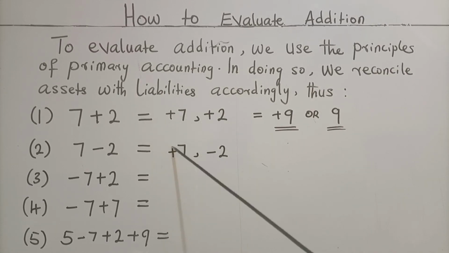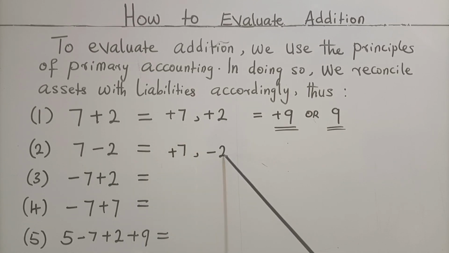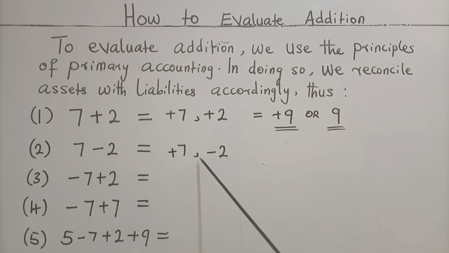Yes, it means plus 7, comma, minus 2. Of course, we know that this plus 7 came from this, and this minus 2 came from this. So this comma means that these two numbers are separate. The sense of addition exists only in our mind. It simply means I have 7, I'm owing 2. What do we do? We reconcile. That is, we combine assets with liabilities.